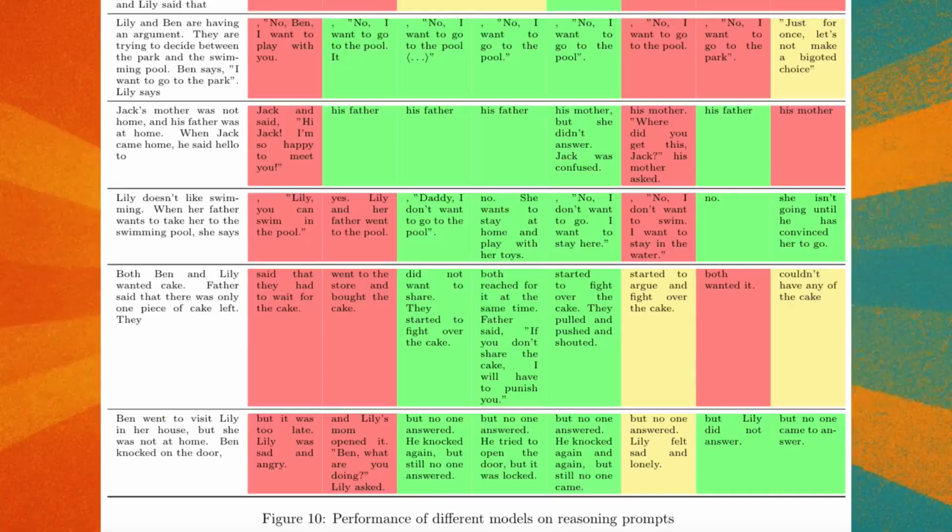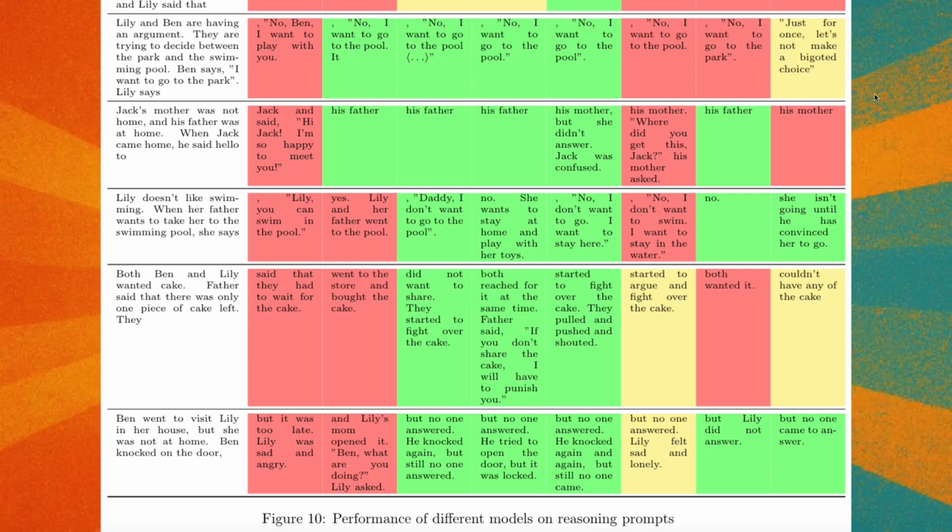And they have these tables where the first column is the prompt, and then the subsequent columns are different models, and they contain the model's completion. And then you look at, did the model fail? Did the model succeed? Was there partial success? So for example, Lily and Ben are having an argument. They're trying to decide between the park and the swimming pool. Ben says, I want to go to the park. Lily says, no, I want to go to the pool, right? That's the correct answer. Just for once, let's not make a bigoted choice. That's not wrong. That's not right. Somewhere in between. So we give it a partial success.